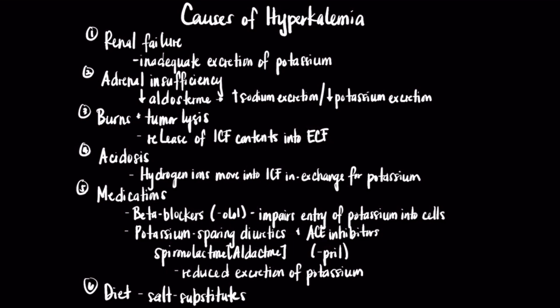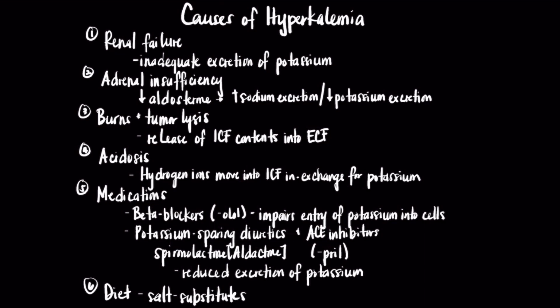Adrenal insufficiency is also another cause of hyperkalemia, which goes back to our discussion that sodium and potassium have an inverse relationship. Aldosterone is a hormone produced in the adrenal gland that is responsible for the reabsorption of sodium and excretion of potassium at the kidney by way of the sodium-potassium pump. So when there is a decrease in aldosterone in the body, there is an increase in excretion of sodium and decrease of potassium excretion.